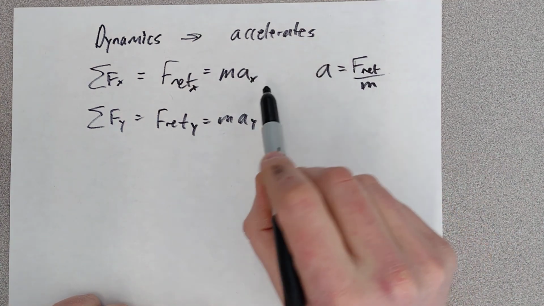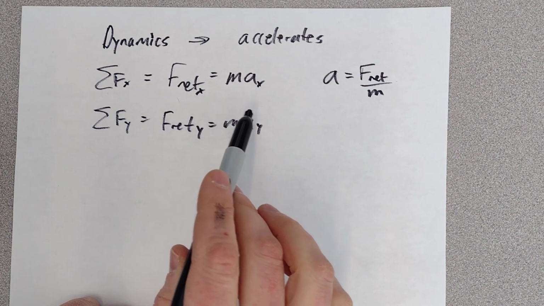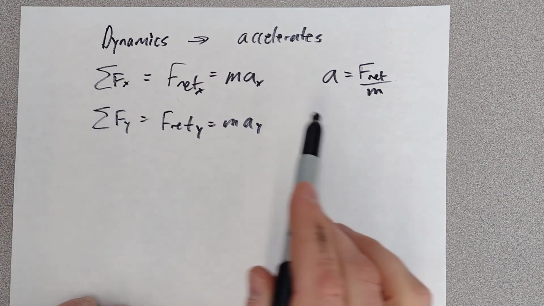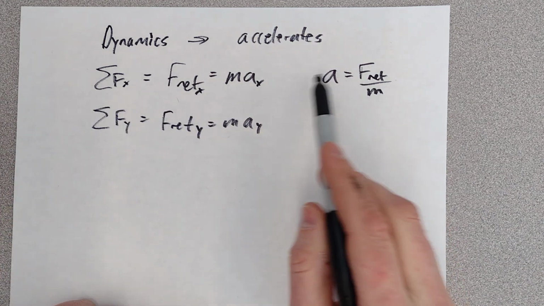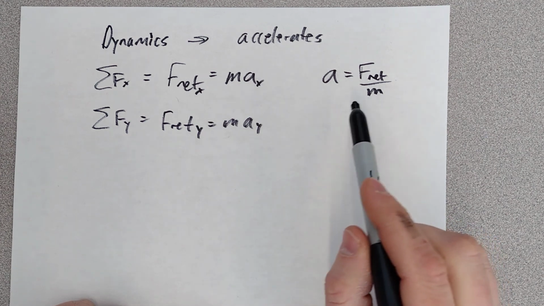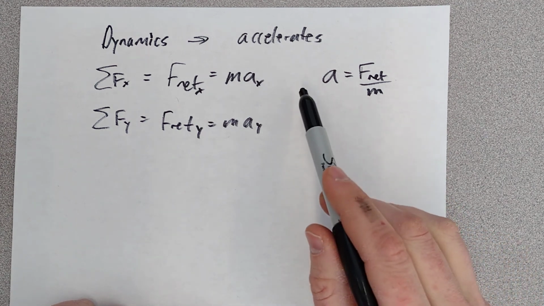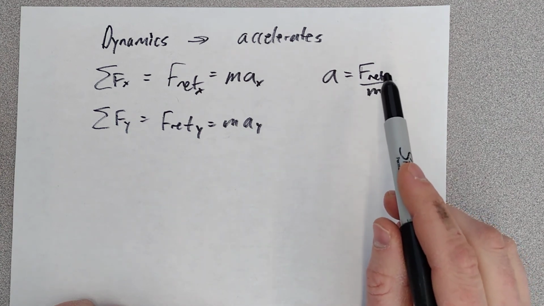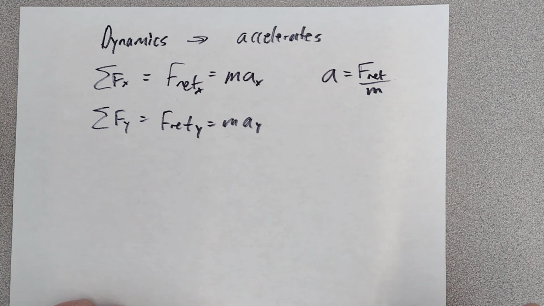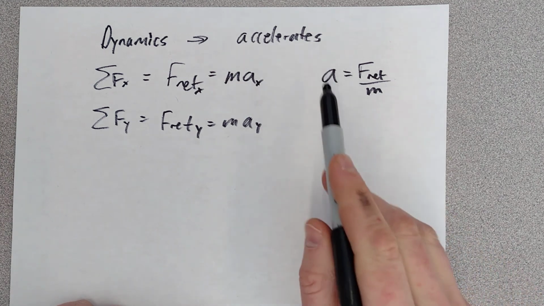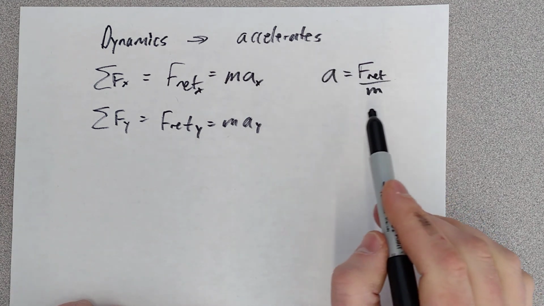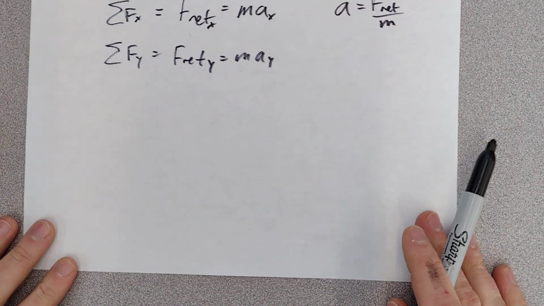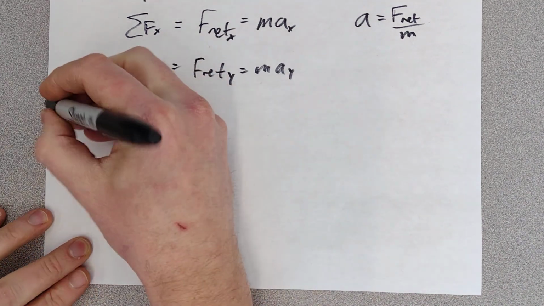But most of the time when we actually solve these problems, we have to do it like this, with ma on the right and F net on the left. In fact, this is the way Newton's second law is written in words. The acceleration of the system is directly proportional to the net force acting on it and inversely proportional to its mass. This is a more direct translation, but this is the way we typically use it mathematically.